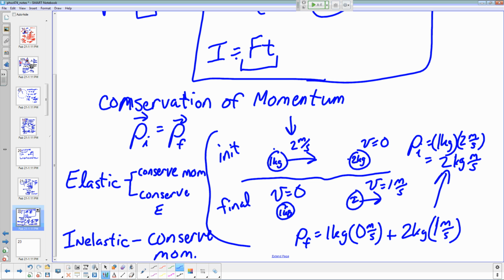Sometimes you can approximate some collisions as elastic, for example, billiard balls colliding. Often people will say that those are elastic collisions, but they're not true elastic collisions.